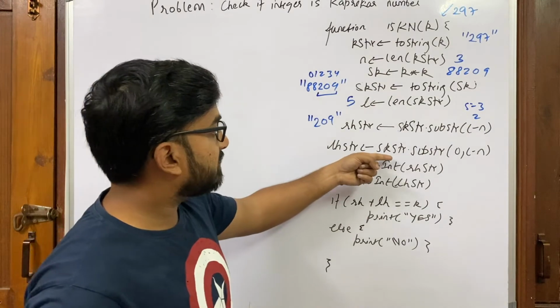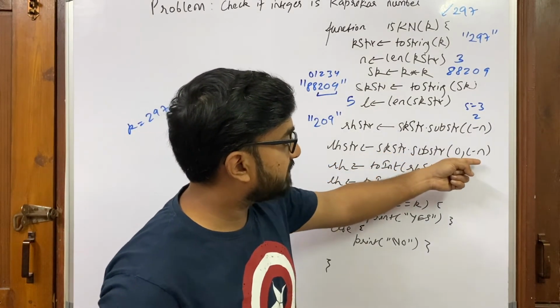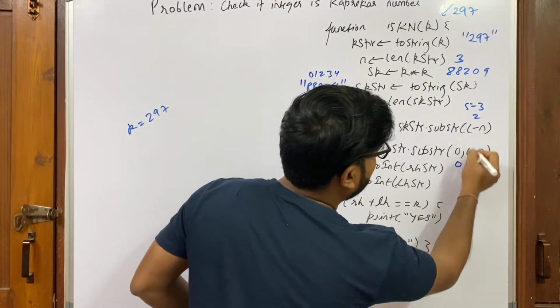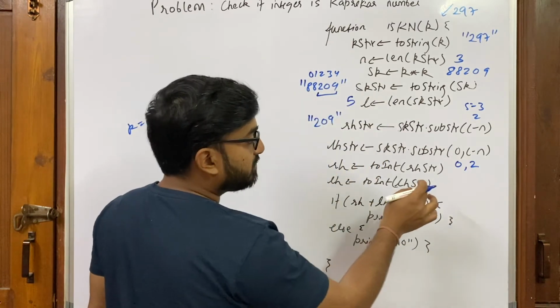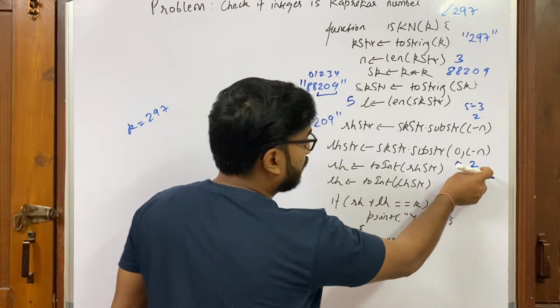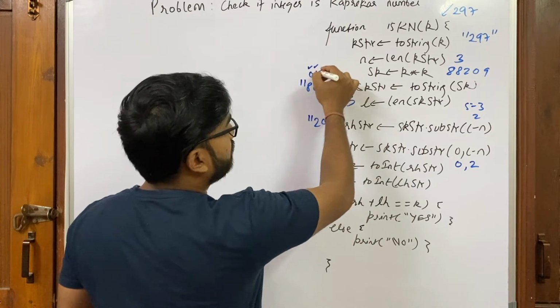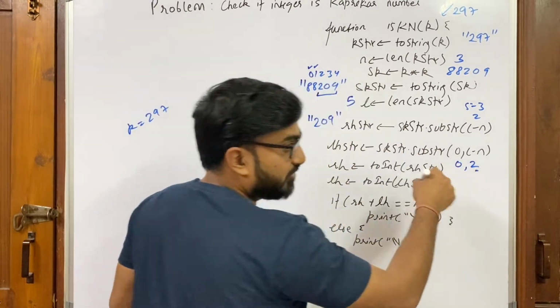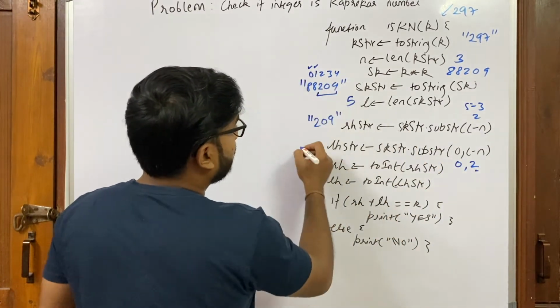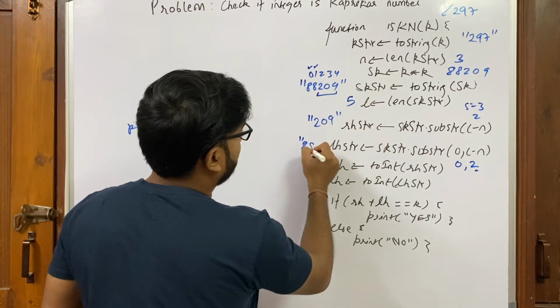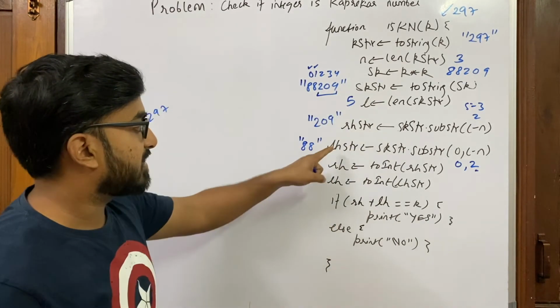The left half string is skStr.substring from the first index till the second index. So 0 till L minus n, which is 2. It means you start the substring from 0 and go till less than 2. This index is not included whenever you find a substring. So you get indices 0 and 1, basically you get 88 in lhStr.